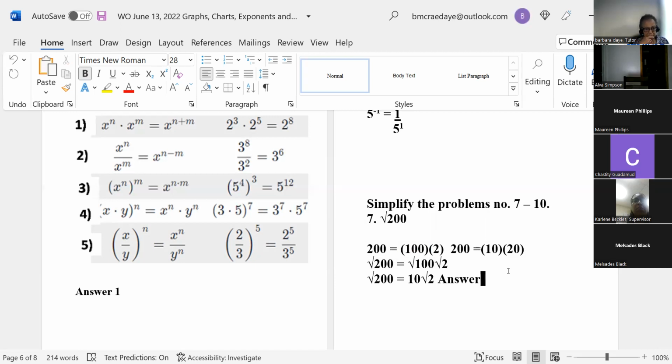What's the square root of 100, Mercedes? 10. So for the square root of 100, I put my 10, and then I just leave the square root of 2, because the square root of 2 is as simplified as it can get. There's no number I can multiply by itself to get 2.